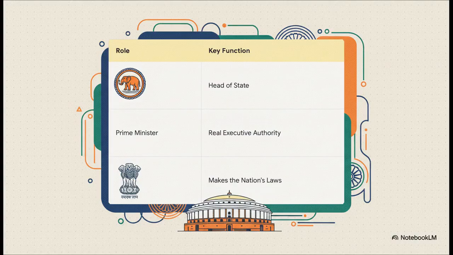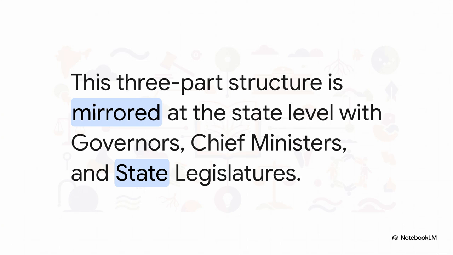Now, at the very top level, the roles are really clearly defined. The president is the formal head of state, sort of like a ceremonial figurehead. But the person with the actual executive power, the one running the show day to day, that's the prime minister. And they are both accountable to the parliament, which is the body that makes the laws for the whole nation. And here's the really clever part of the blueprint. It's consistency. This exact same structure, a head of state, a head of government, and a lawmaking body, is mirrored in each and every one of India's states. You just have governors, chief ministers, and state legislatures doing those jobs.